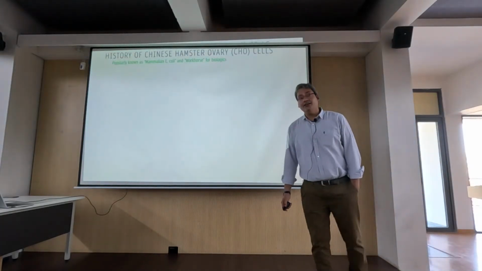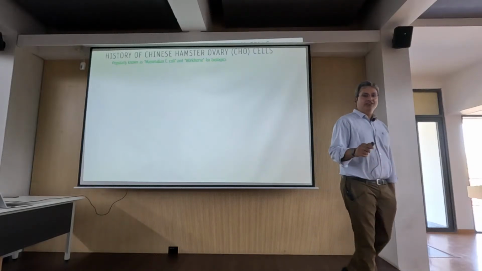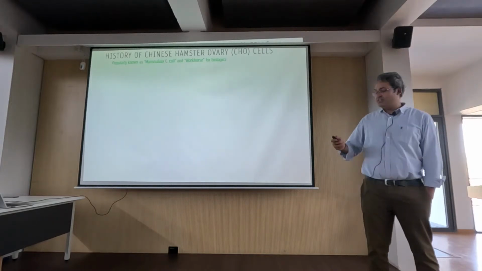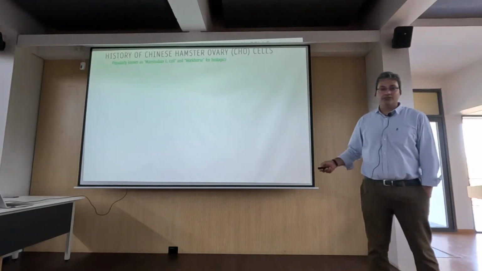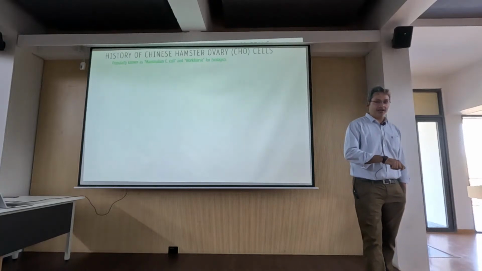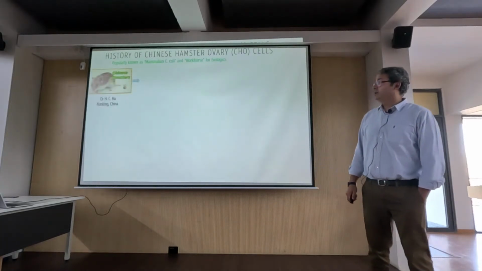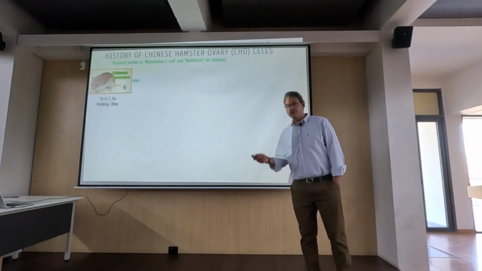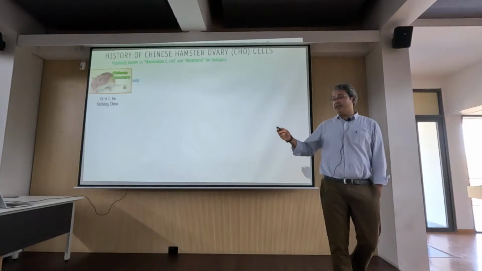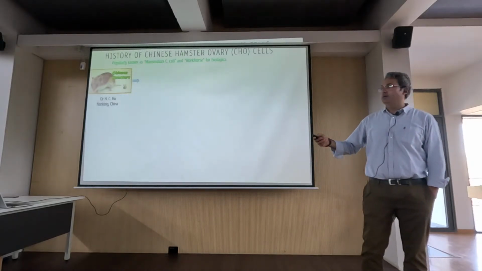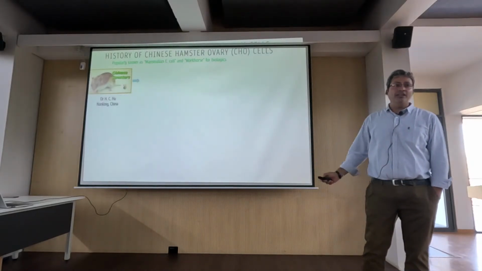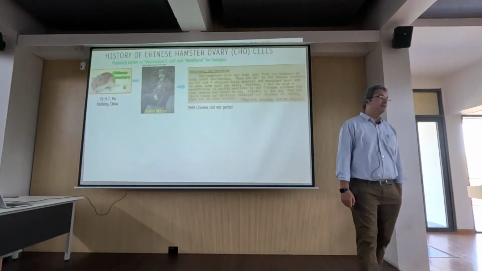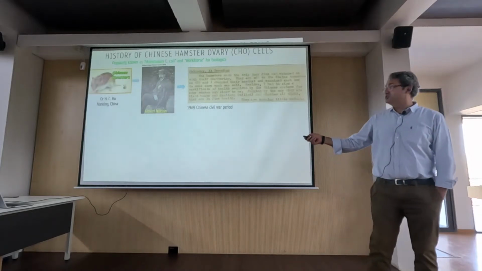So this started during the 1948 Civil War of China. As the name suggests, Chinese hamster ovary, these animals, hamsters, were only found in China. There was a group led by Dr. S.C. Yu in Nanking, which is now called Nanjing. They had a laboratory where they were breeding these animals.